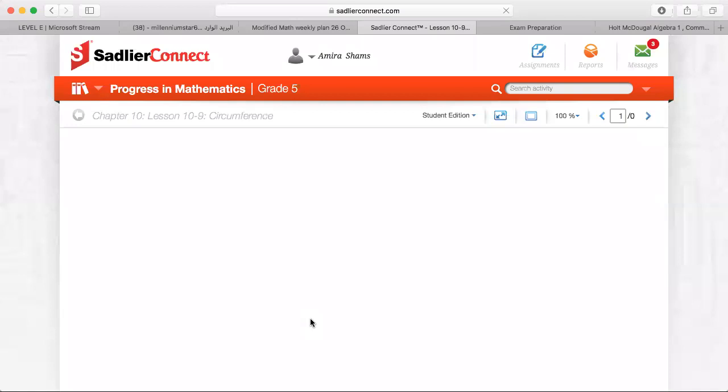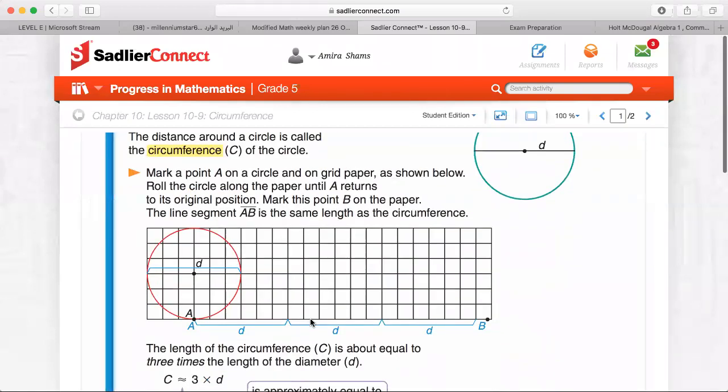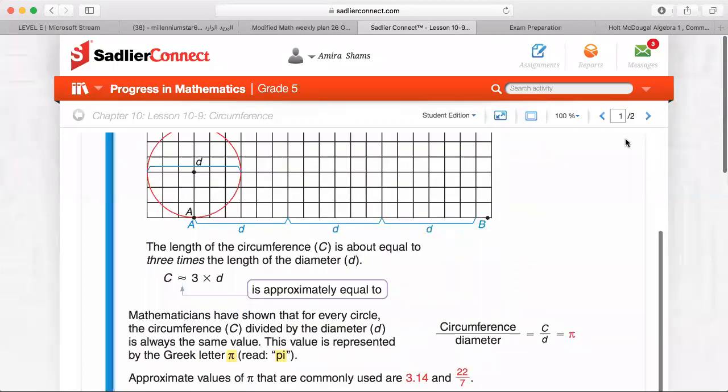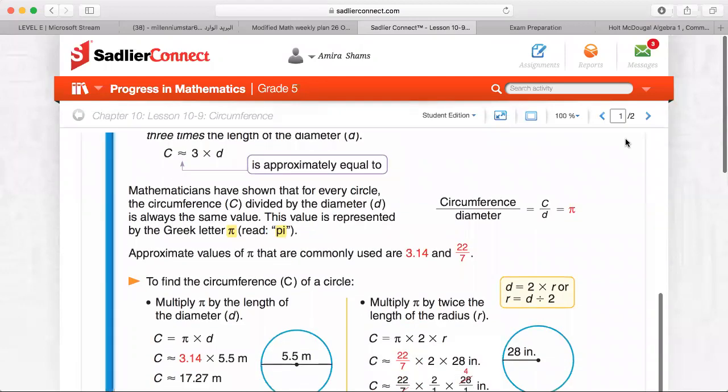What is circumference? Circumference, you know perimeter? Perimeter is the outline of any shape. It is the same as circumference. But I do not say perimeter of the circle, I say circumference of the circle.